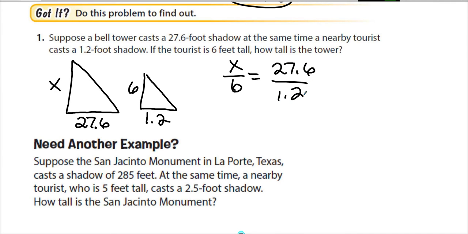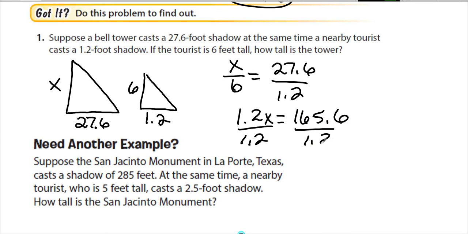All right, so we cross multiply and divide, so that would be 1.2x equals, and then 6 times 27.6 is 165.6. Divide that by 1.2, and it came out to 138.